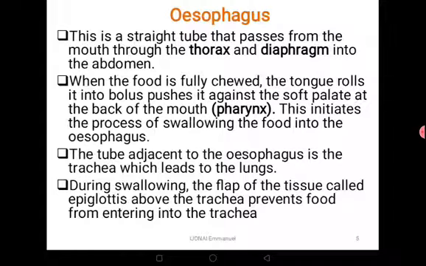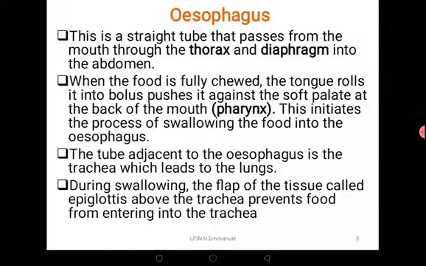The tube adjacent to the esophagus is the trachea, which leads to the lungs. The neighbor of the esophagus, the trachea, is much harder and rigid, and usually not very flexible, and it enters the lungs. That is part of another system called the respiratory system. But here let's focus more on the digestive system.